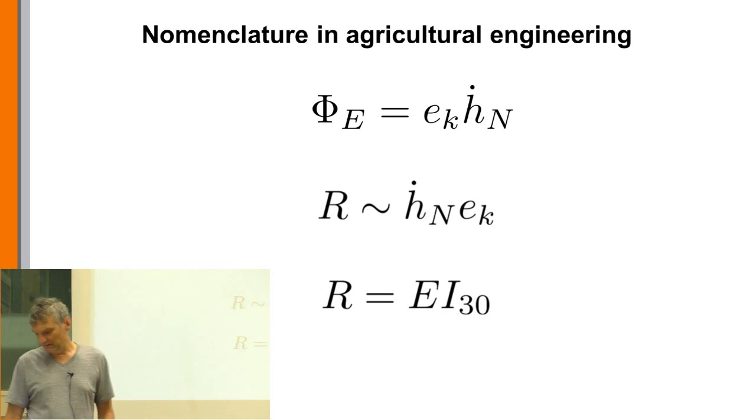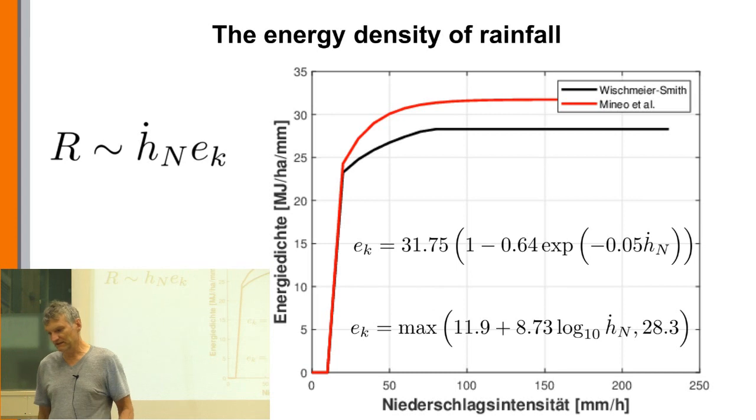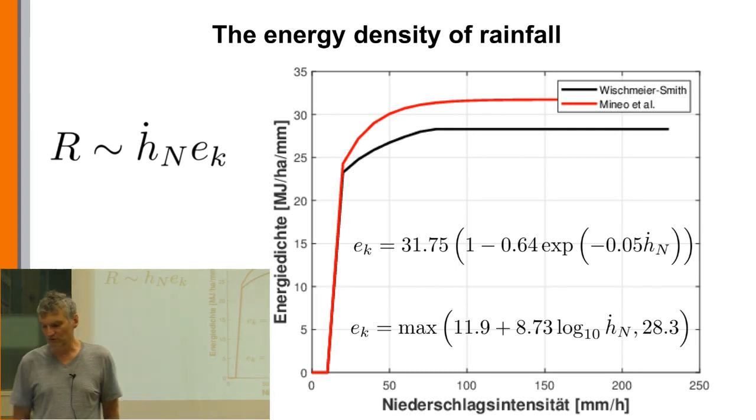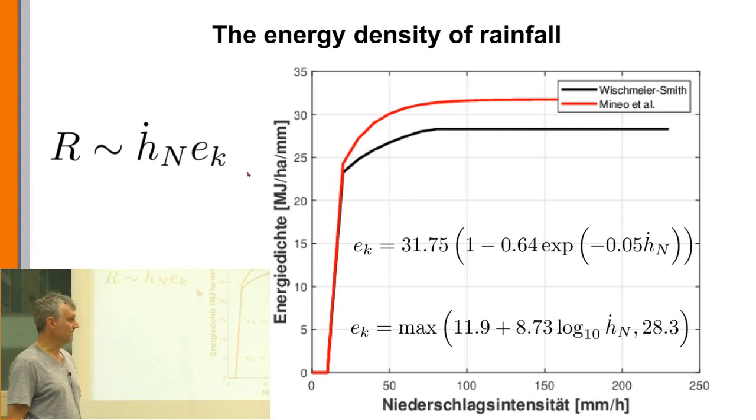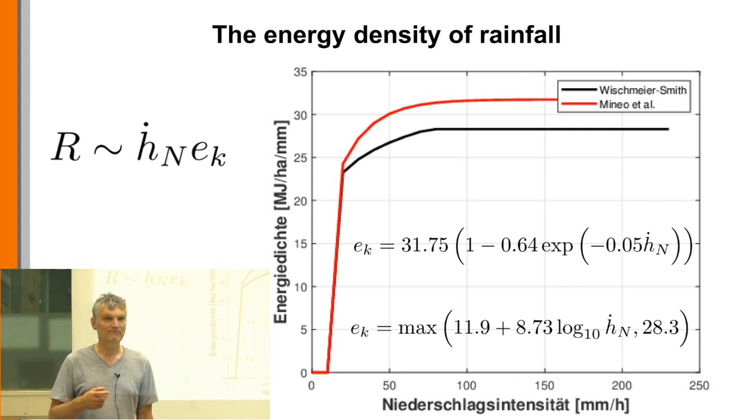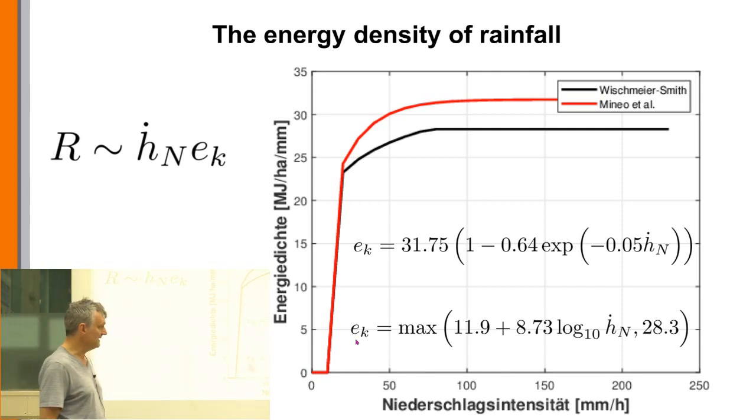This is the idea. Then we want to go to 1 year. But first of all, I would like to show you how it looks. The question is therefore, what is the energy density of rainfall? There are a lot of theoretical investigations and measurements on that, and it was found that the rainfall energy density is dependent on the rainfall intensity.